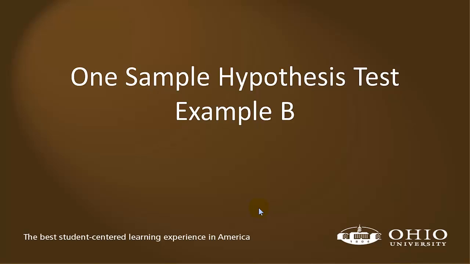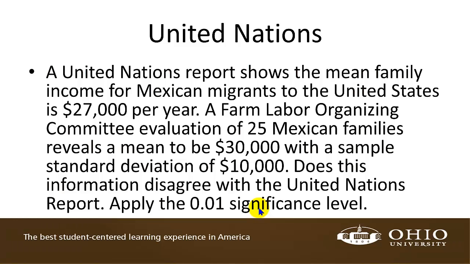Okay, let's go ahead and look at an example of how to calculate and perform the analysis of a one-sample hypothesis test. We have an example here. A United Nations report shows that the mean family income for Mexican migrants to the United States is $27,000 per year. A farm labor organizing committee evaluation of 25 Mexican families reveals a mean to be $30,000 with a sample standard deviation of $10,000. Does this information disagree with the United Nations report?